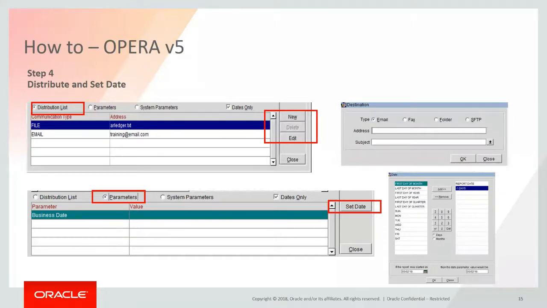Secondly, on this section is selecting parameters. So that's the second option below. If our report allows us to set dynamic dates, a button will pop up called Set Date on the right. When we click on that button, then we get the Set Date menu options.